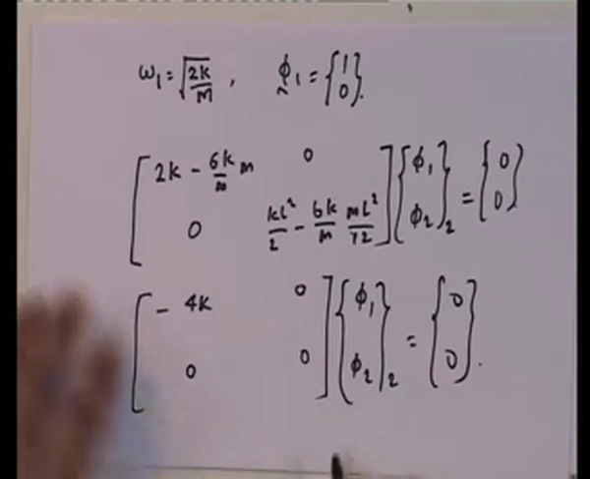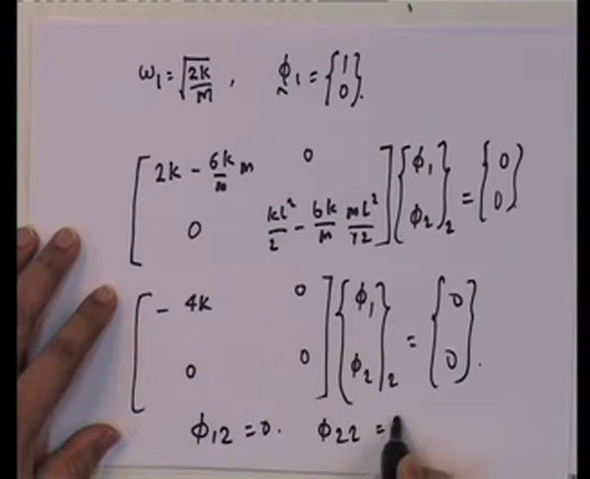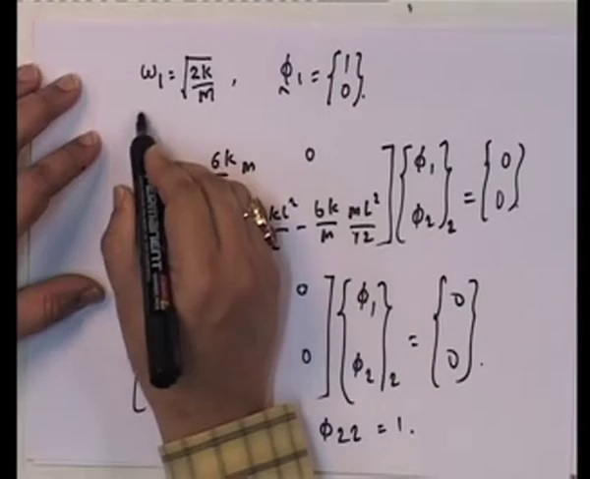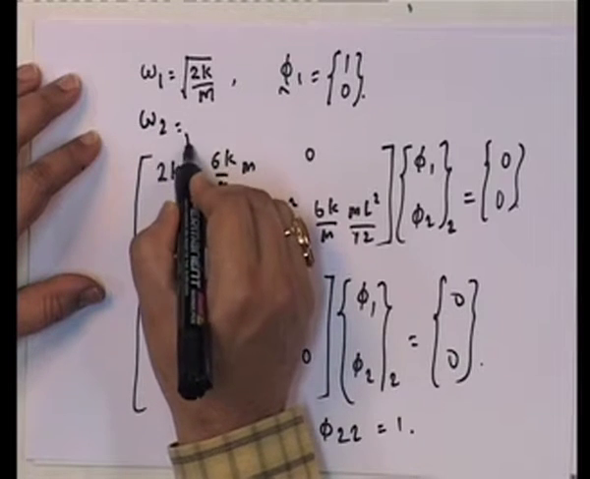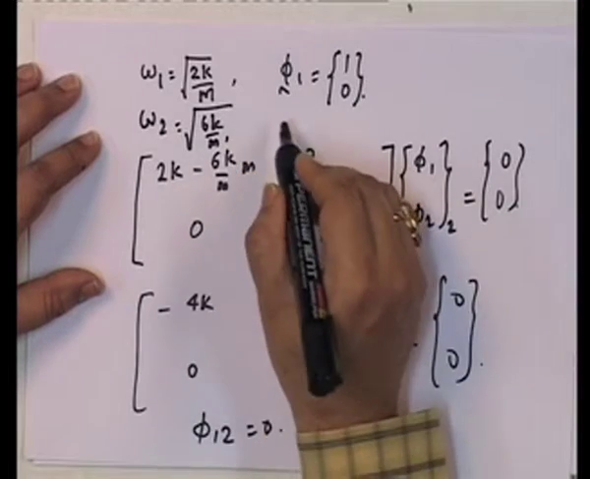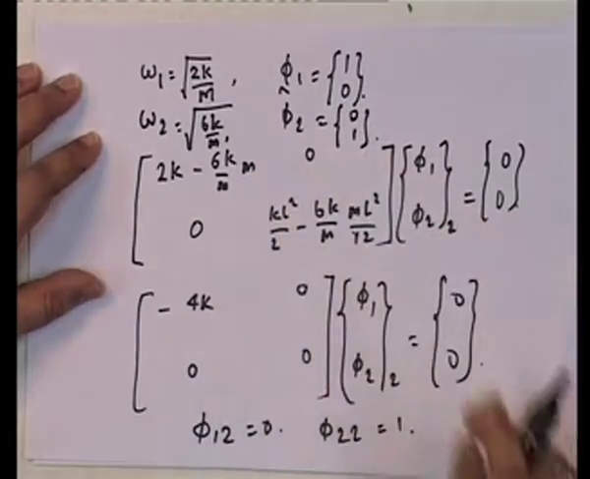What does the first equation tell me? That phi 1 of 2 is equal to 0. And what is phi 2 of 2? Well, the second equation does not give me anything, so phi 2 of 2 is taken equal to 1. So, that means, if you look at this, omega 2 is equal to square root of 6k upon m, and phi 2 is equal to 0, 1.